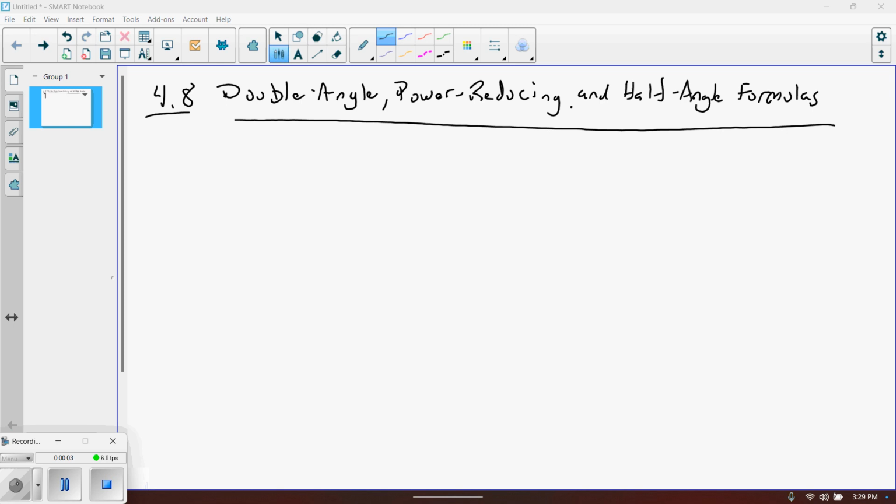All right, so this is section 4.8 of Math 146. We're going to be talking about the double angle, the power reducing, and the half angle formulas. The irony is all of these stem from the sum and difference formulas that we did in 4.7, which is kind of why I like to do that first.